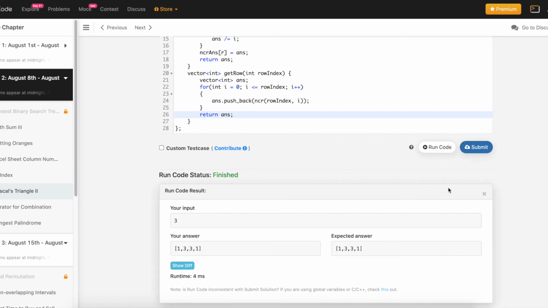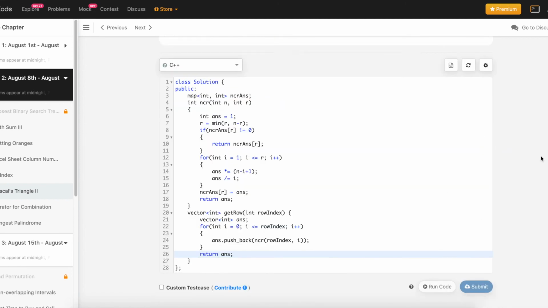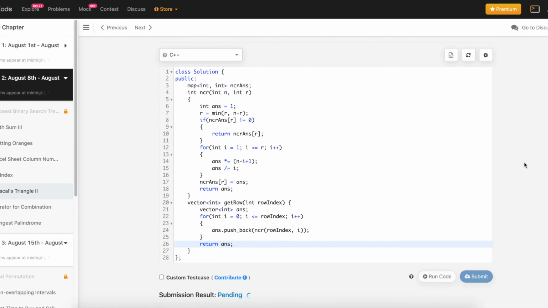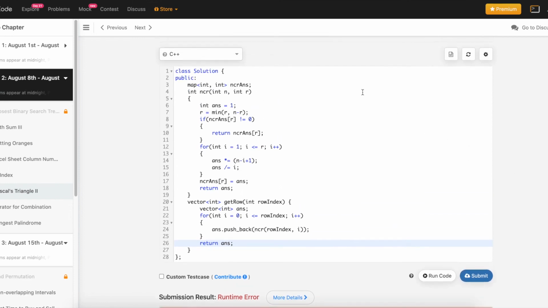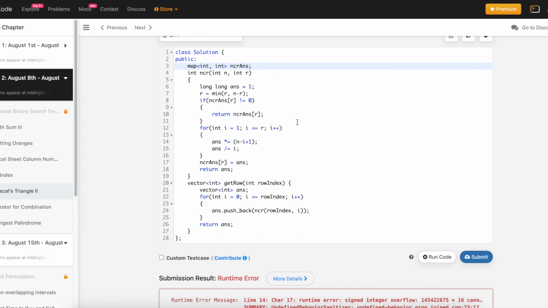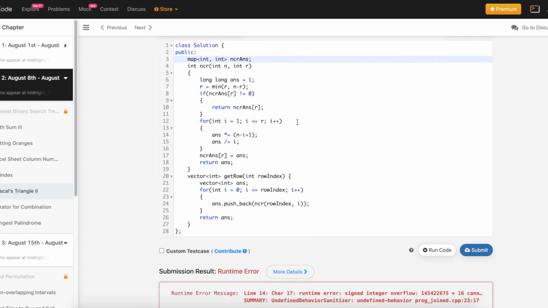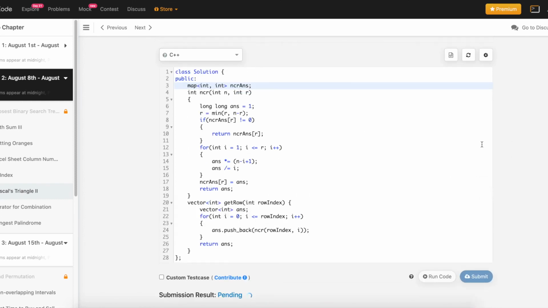I don't think that we should run into any int overflow errors. Oh, turns out we do. Okay, well, let's just use a long here. And I really don't think the other places should have any overflows though. Okay, let's try to submit that.